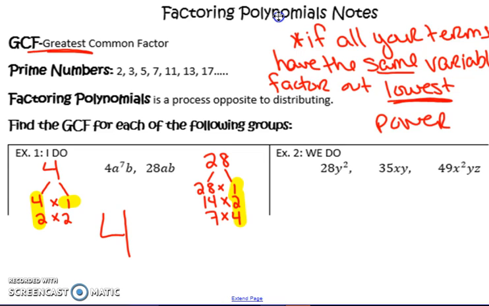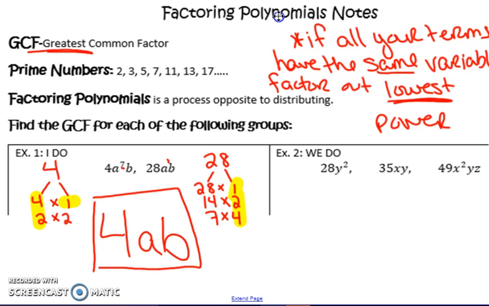So if I look, both my terms have an a and both my terms have a b. Well, if I look at my a's, I have a 7 here, and technically I have a 1 there. That means my lowest power is a to the first. B, they're both the same, it's b to the first, so it can be factored out. In this case, 4ab is my GCF. It's my greatest common factor, what I can take out from both of them.